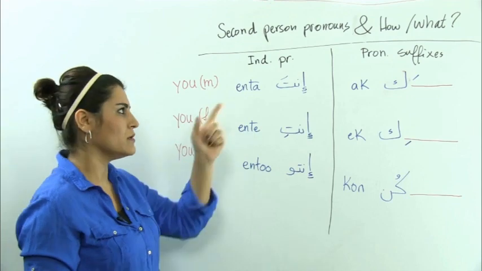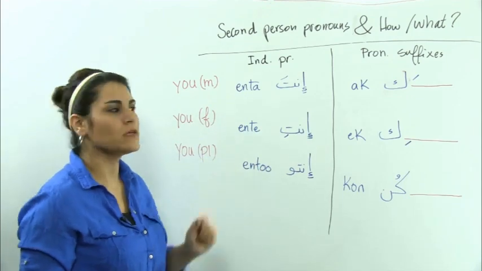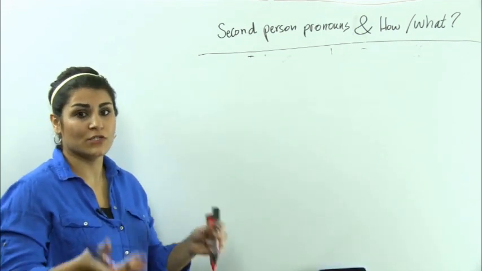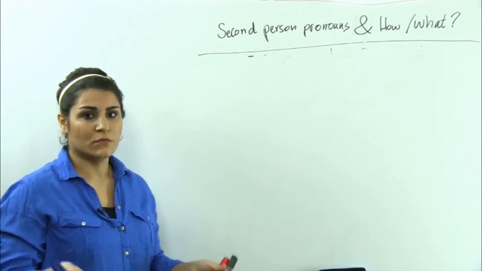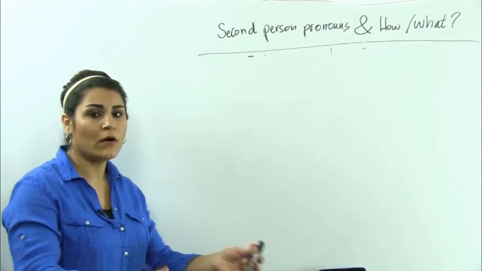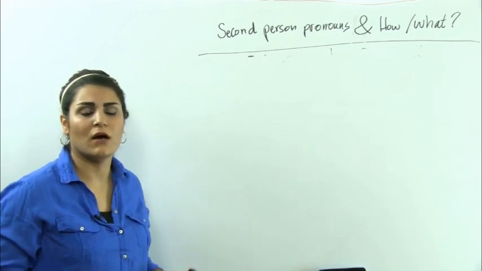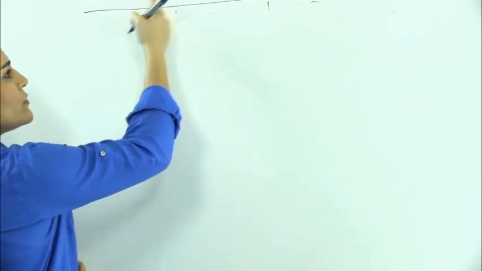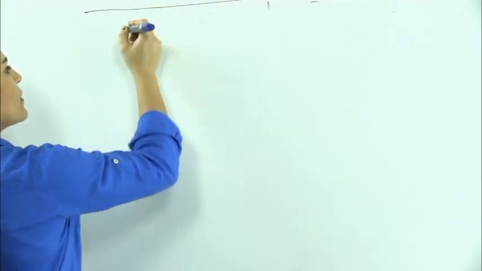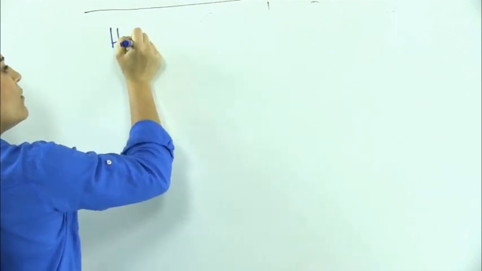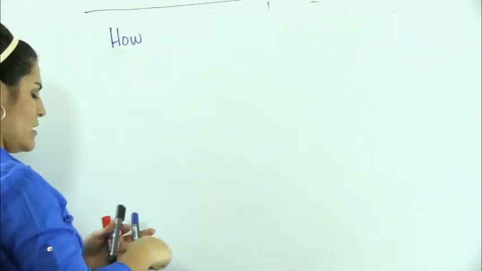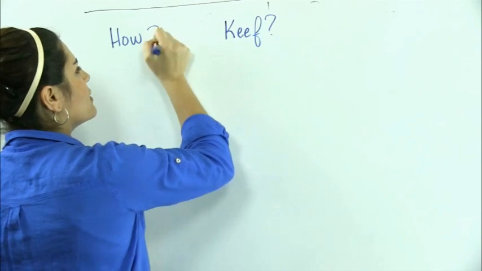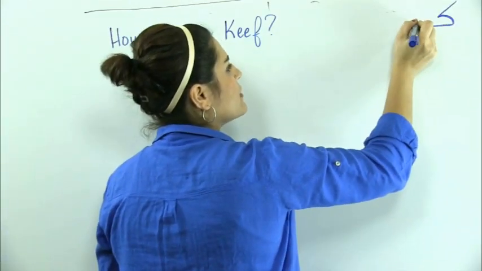Then we go to the second part, which is how we use the second person pronouns with how and what. If I want to say how and what, we start with asking people, how are you? And what are you doing? What's up? How's life? And all of these questions. So, how can we use second person pronouns with how? We start with the question, how, which in Arabic is kif. I'm going to write it in chatting and write the question mark, and in Arabic is kif.